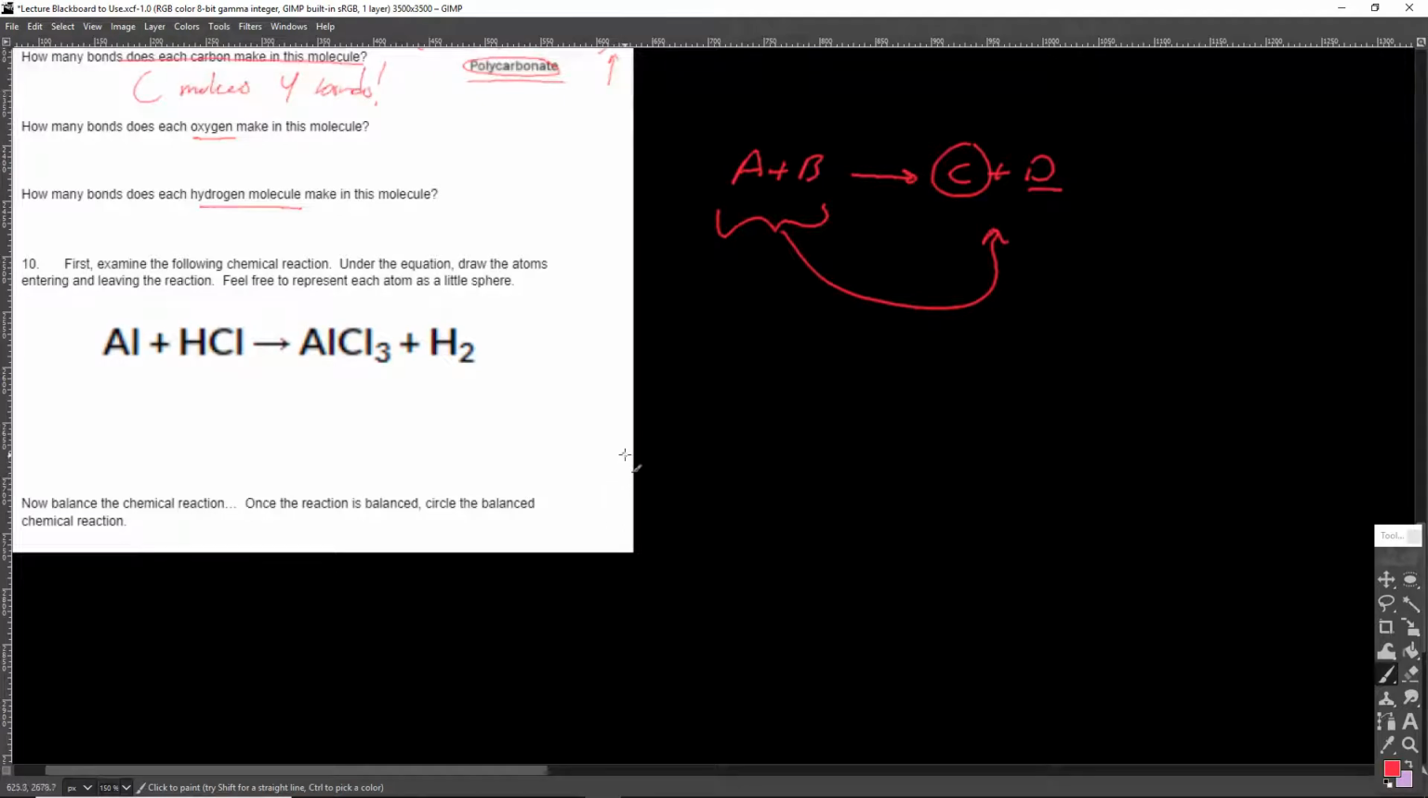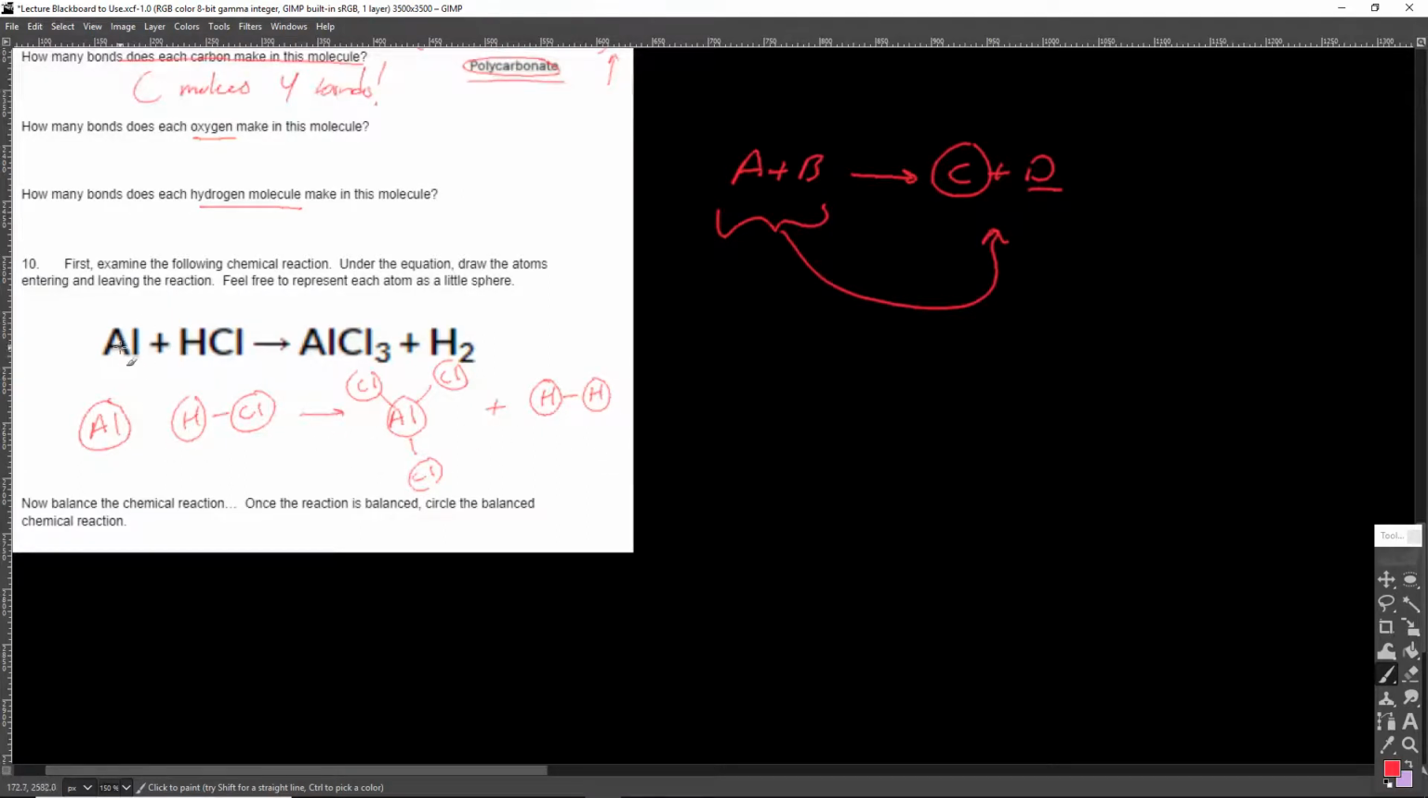Okay. First, examine the following chemical reaction. Under the equation, draw the atoms entering and leaving the reaction. Feel free to represent each atom as a little sphere. So, what I would do is I would just draw an aluminum as a circle, and then an H as a circle with a chlorine. I'm just trying to get you to see it spatially, perhaps, because I know I struggle with the equation side of it, at least initially, until you see it visually.